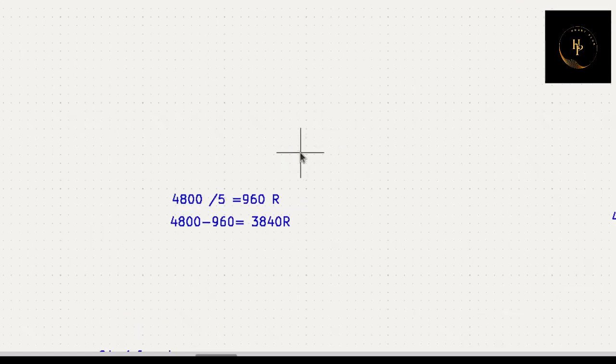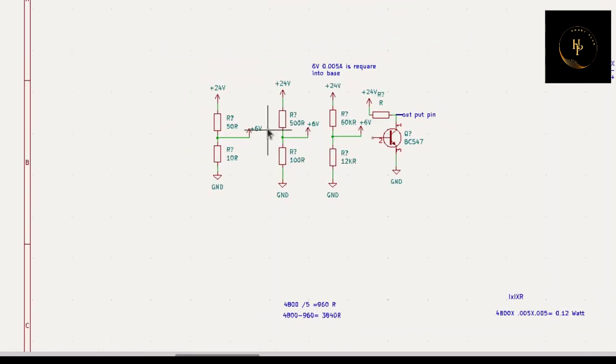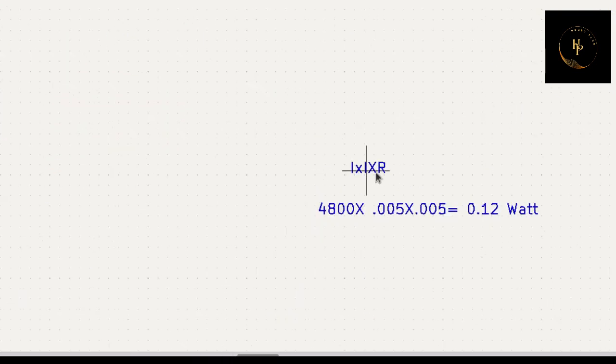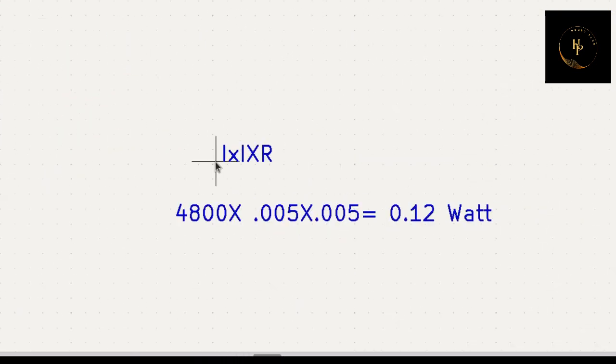But after that you have a problem. I put a resistance here and here, but how can I calculate the wattage? Simple way, no problem. Come here. All we know, I square R equals watt. So that is your total resistance and that is your ampere. So total resistance into ampere squared, you can get the wattage. That is 0.12 watt.